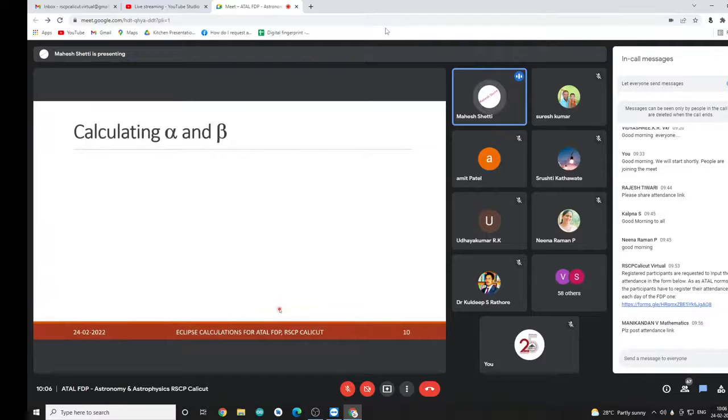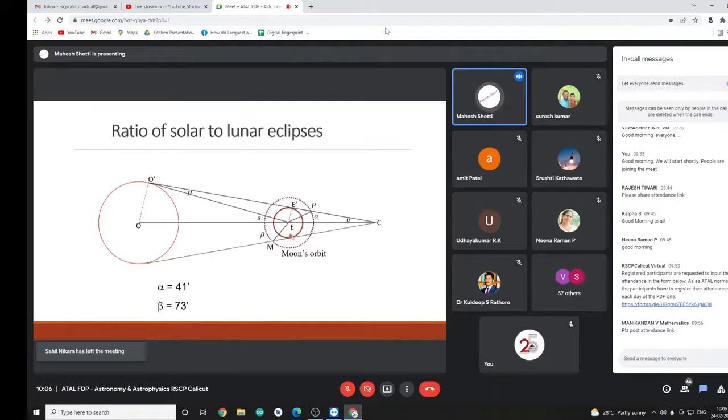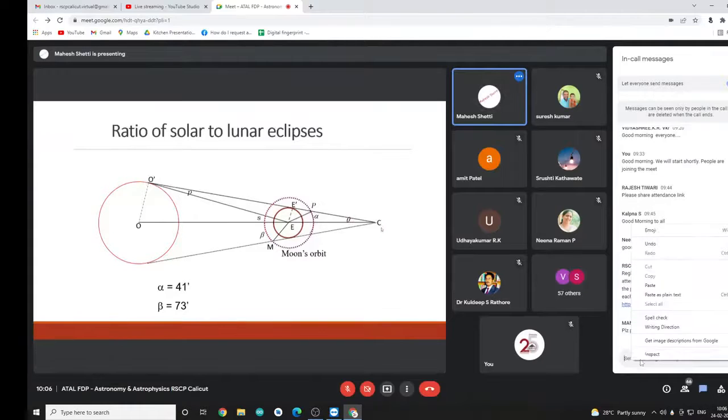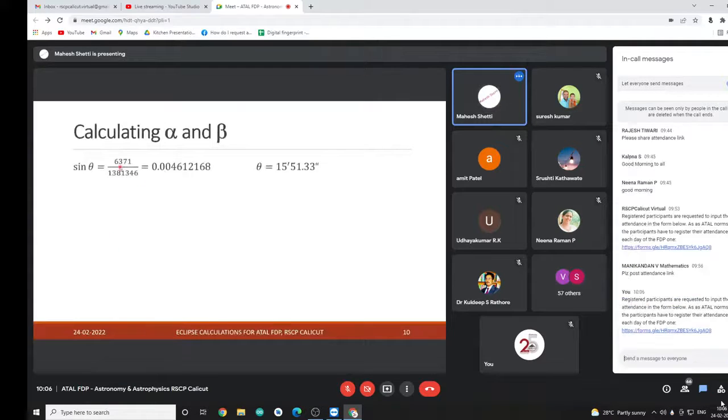We continue our calculations further. So now here we are talking about sin theta, and what is sin theta? Sin theta is this angle theta. So sin theta is O dash C upon O dash E, or E dash C upon E dash E. That is the half angle of the cone of that shadow, and that we can calculate as 6371, which is the radius of the earth, upon the shadow length, and that angle theta turns out to be 15 arc minutes 51.33 arc seconds.